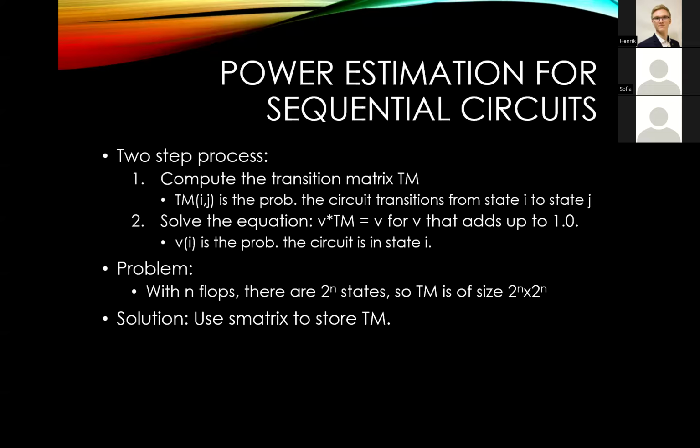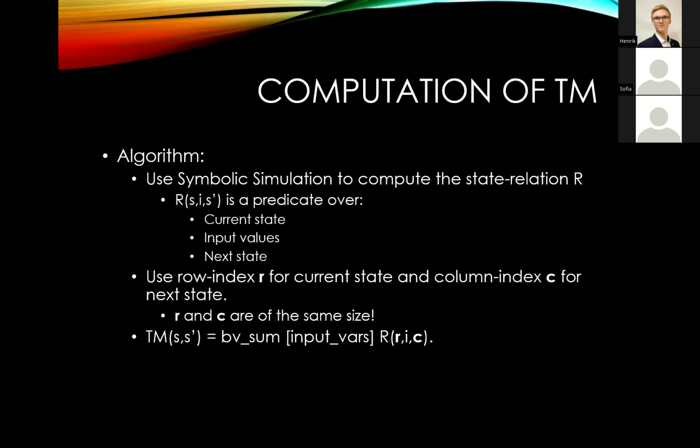However, the problem here is the transition matrix in itself. If there are n flip-flops, there are 2 to the n states. It blows up very quickly. It gets very, very big very quickly. The matrices get very large. So, of course, there's a trick; I wouldn't talk about it if there wasn't.